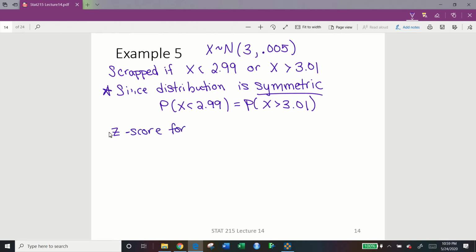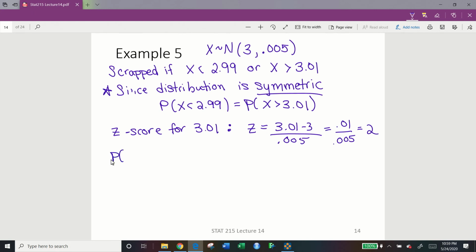So let's do the z-score for 3.01. And why did I do that? Well, because this one's actually the harder one, and I figured it's good practice. So we'll let z equal 3.01 minus 3 over 0.005, which will equal 0.01 over 0.005, which will equal 2.